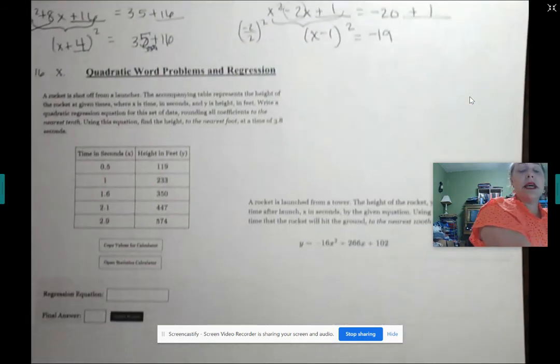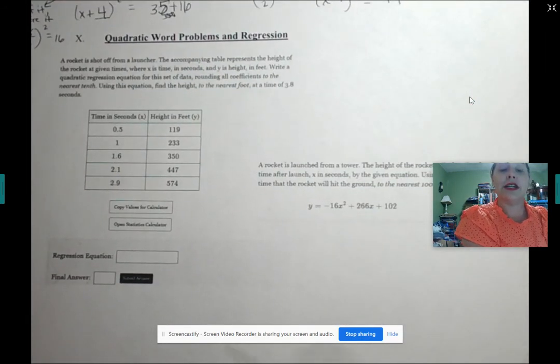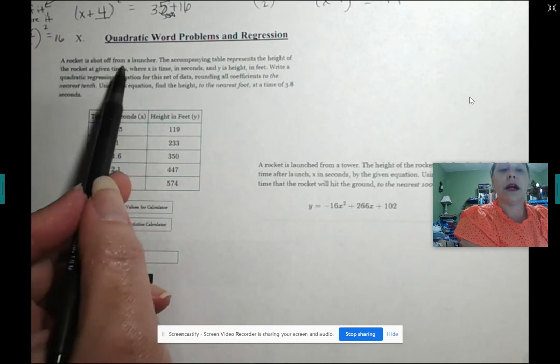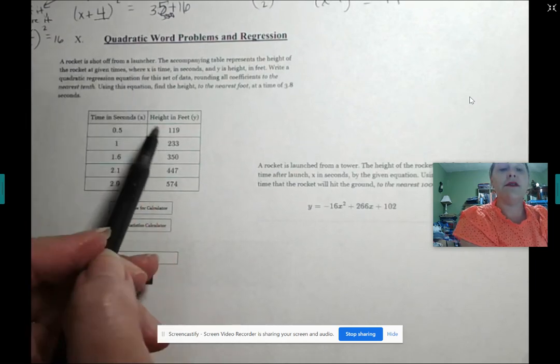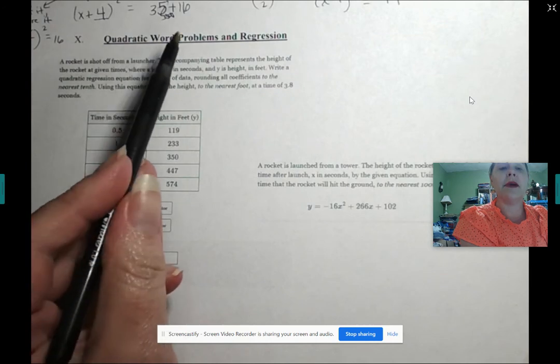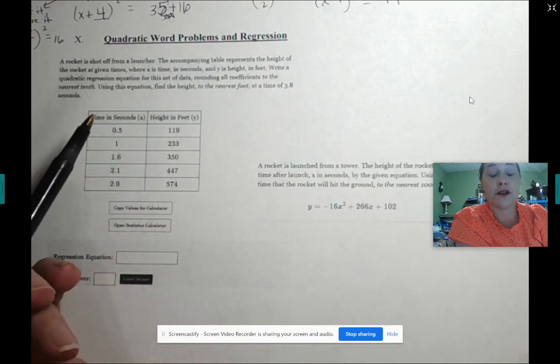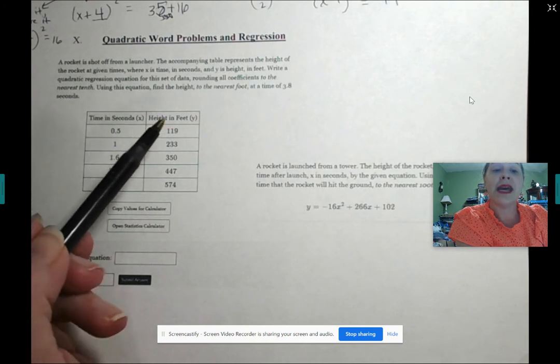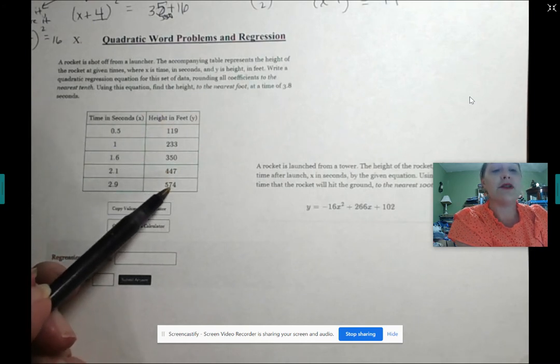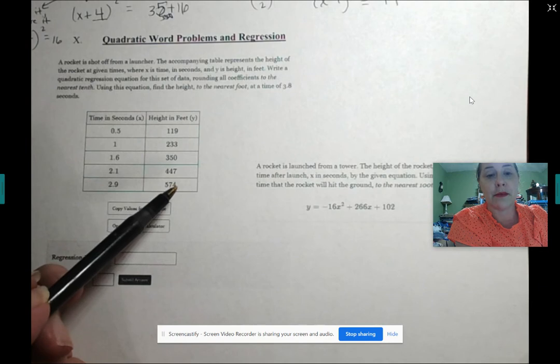2 more problems. Can we do a quadratic regression? If we know that there's a rocket shot off a launcher, even if we don't see the data coming up and going back down, we expect that it will because we're assuming this is happening on Earth where there's gravity. Time is going by, the height is increasing. If it's quadratic, at some point, it's going to turn around and come back down.